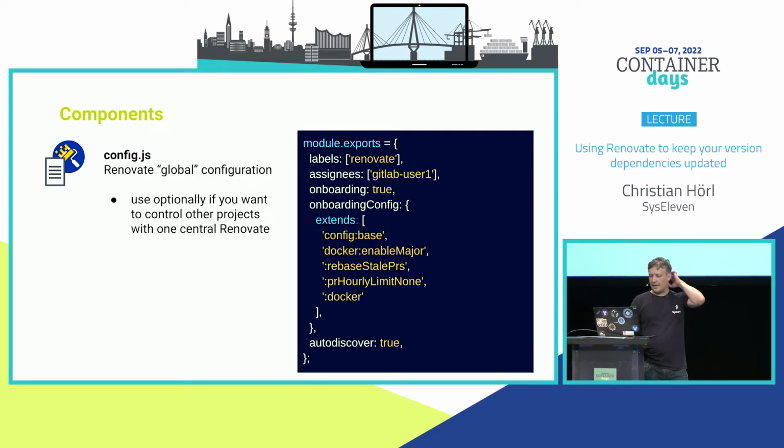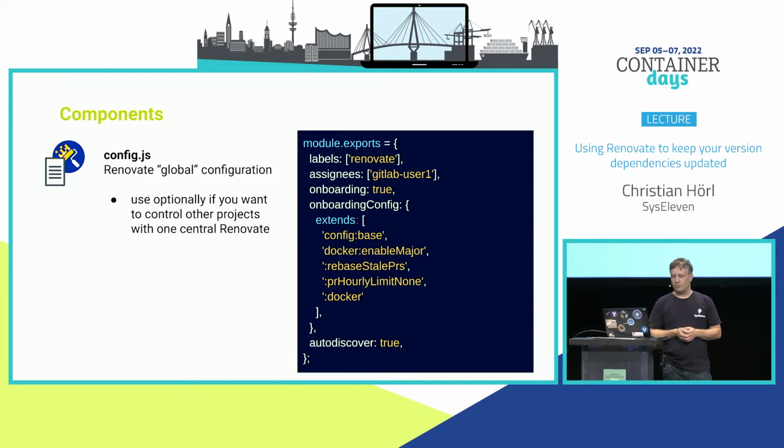And as you can see in the last line, autodiscover true, this means that Renovate, if it has an access token with enough scope to find other projects, is able to discover them and do the onboarding of those projects.